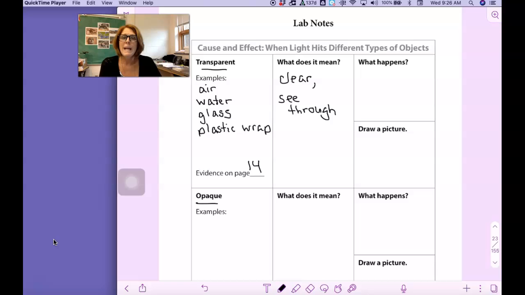Now we want to know what happens when light is shined on these things. Well, the light passes through, doesn't it? The light goes right through it to the other side. The light passes through. You are going to draw a picture of something that is transparent or something that will remind you of the word transparent.